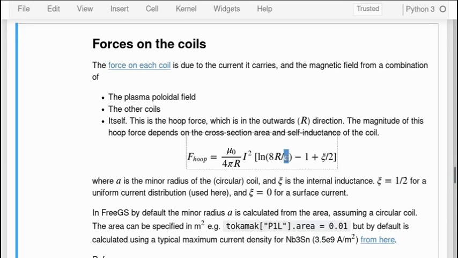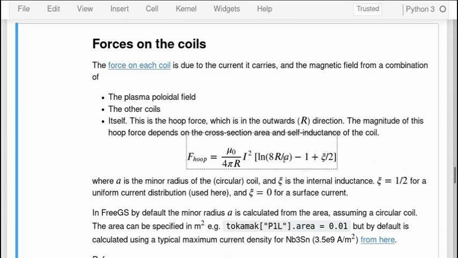So here, A is the minor radius of the coil, and psi here is the internal inductance. That depends on the current profile inside the coil. So it's a half, for example, if the current is steady state. Here we're assuming a constant current, and so we use psi as a half. If you have a rapidly changing current, then the current is mainly on the surface, and then psi goes to 0 if you have a surface current.